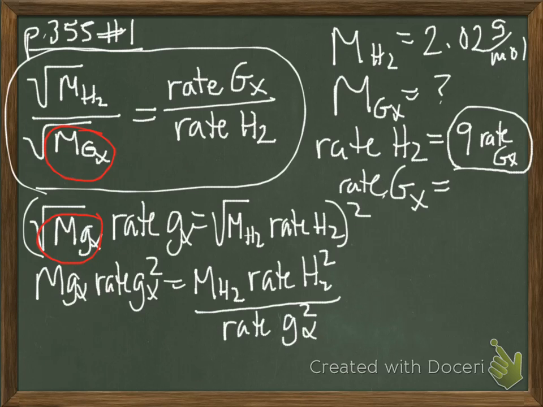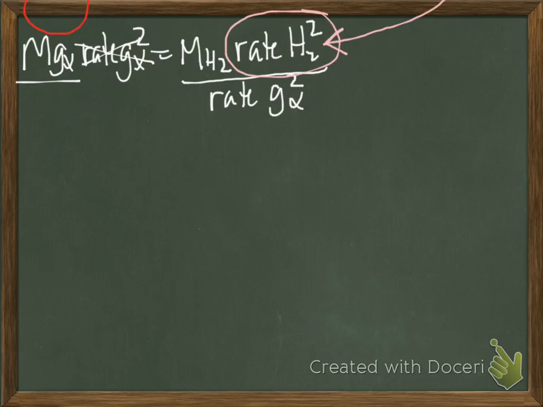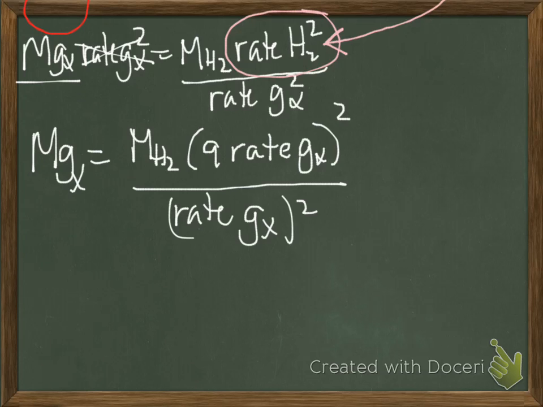We divide both sides by the rate of GX squared, which gets rid of that over here. So now we have the molar mass of GX is equal to the molar mass of hydrogen times the rate of hydrogen squared over the rate of GX. Great! What now? Plug it in. I see a substitution coming. So we have this, which we can put in here. This is from our previous slide. Let's rewrite it.